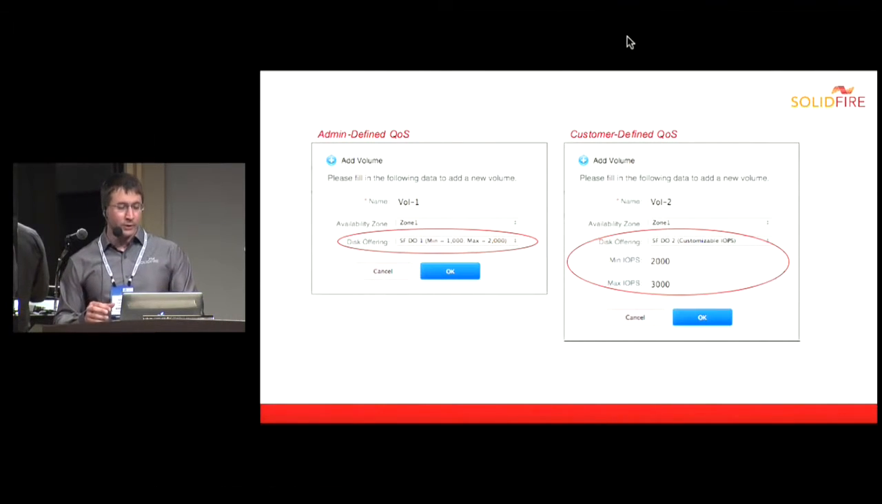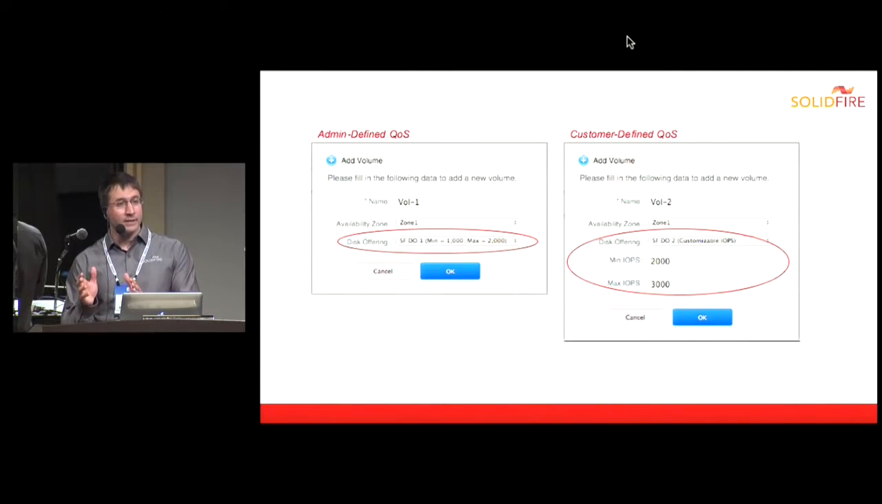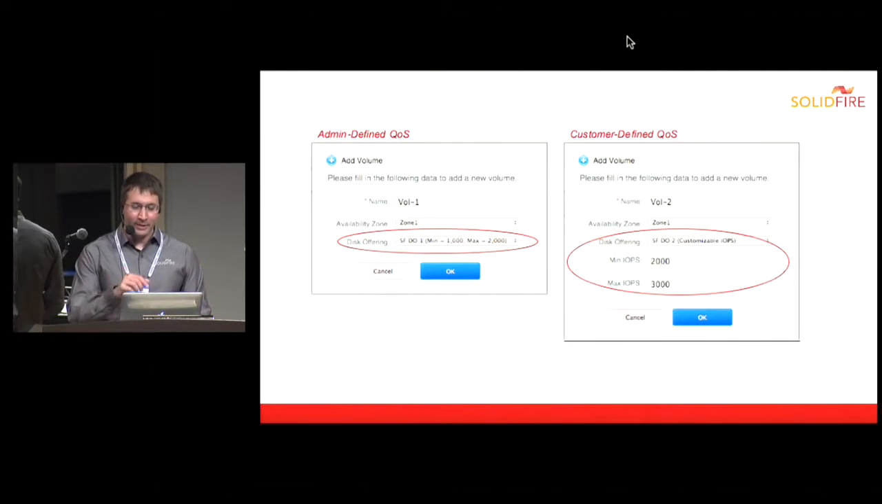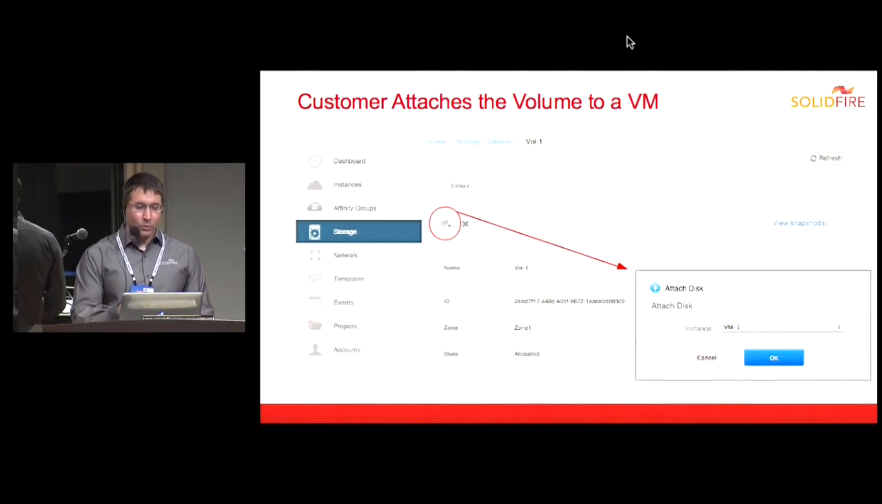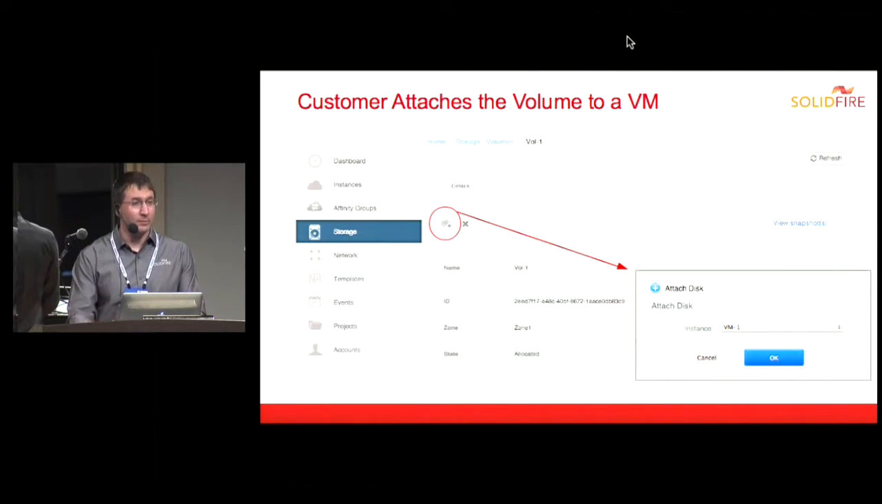So the administrator, in this case, happened to pick 1,000 min and 2,000 max. In the right-hand side, we're just demonstrating that this particular user decided he wanted more performance, so he put 2,000 minimum IOPS and 3,000 maximum IOPS. So once you've got one of these filled out, you hit the OK button, and we'll have our volume listed in the CloudStack database's volumes table at this point.